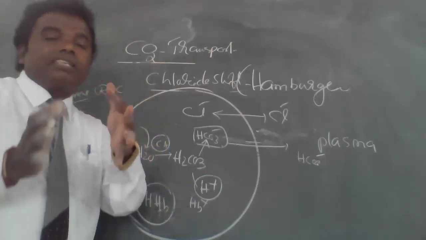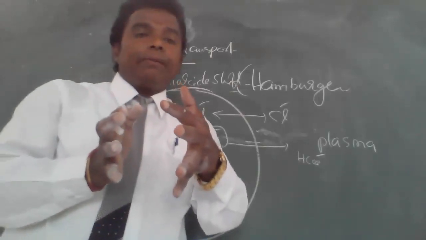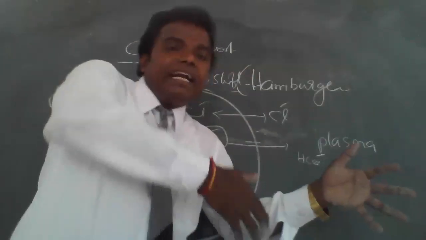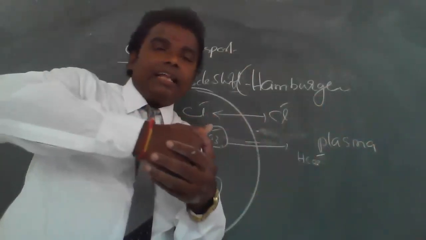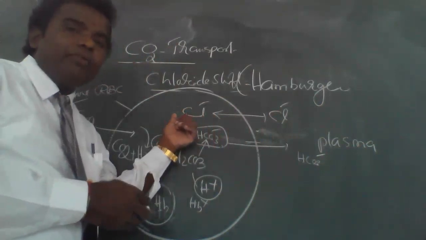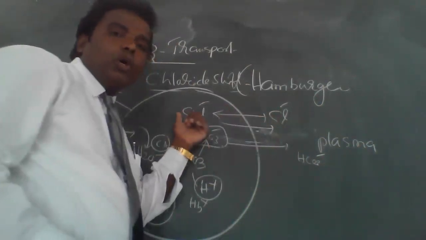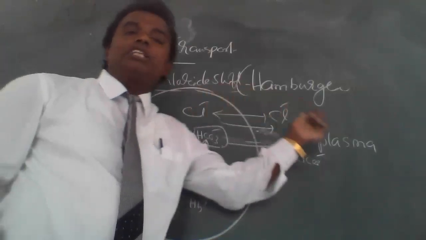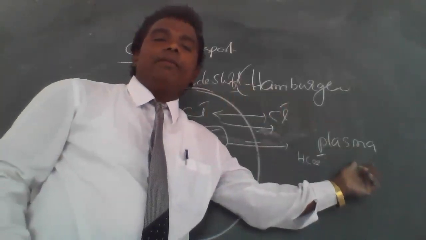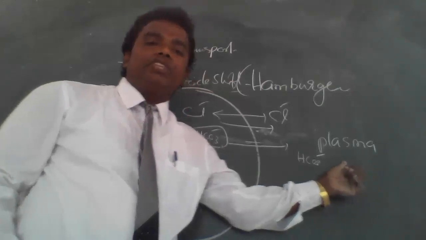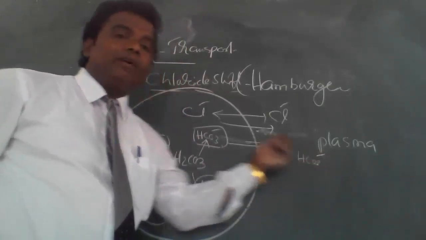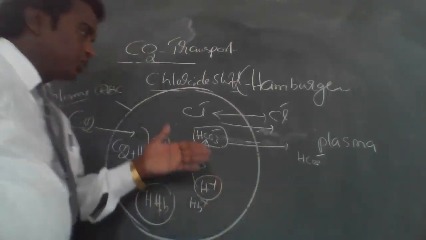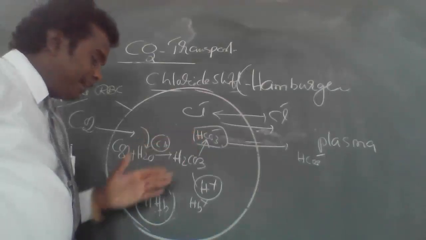And these reactions go vice versa. What happened? It reached the lungs and reversed. The chloride ions move in the reverse direction, from RBC to plasma. Ultimately, the bicarbonate ions move from plasma to RBC, and carbonic acid is formed in the blood capillaries. So this carbonic acid binds with what?